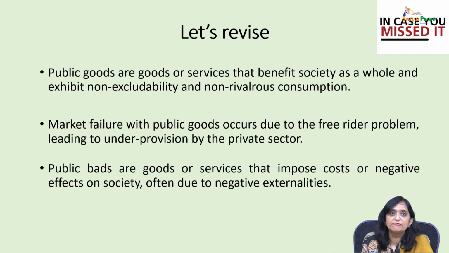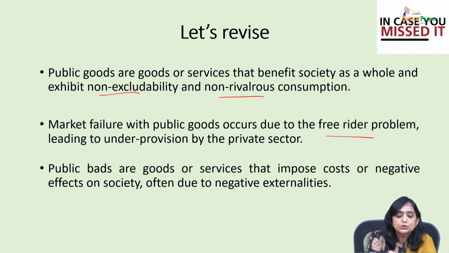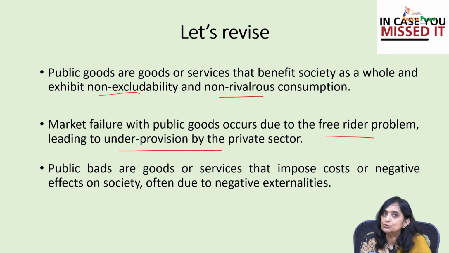So let's do a quick revision of whatever we have done in this lecture. We have talked about how public goods are those which benefit society, but they are non-excludable and non-rivalrous. Because of non-excludability and non-rivalry, a free rider problem is created, wherein people want to consume but don't want to pay, or want to pay less for it. This leads to under-provision by the private sector. Also, we understood a very important difference between private goods and public goods: aggregate demand summation.